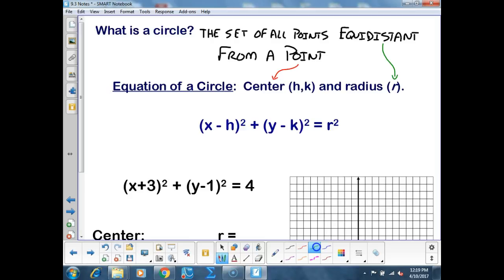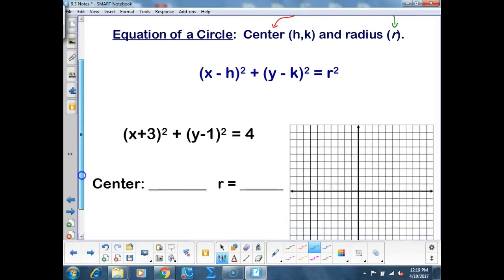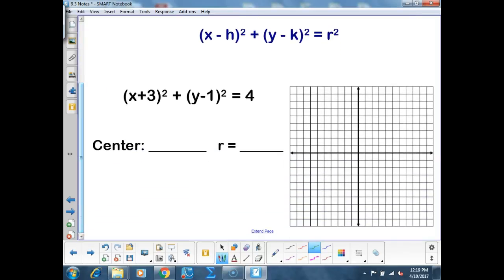The one curveball, the one place you might make a mistake, is that in the equation it's r squared, but on the graph the radius is just r. Okay? So, let's graph one. X plus 3 quantity squared plus y minus 1 quantity squared equals 4. What is the center?